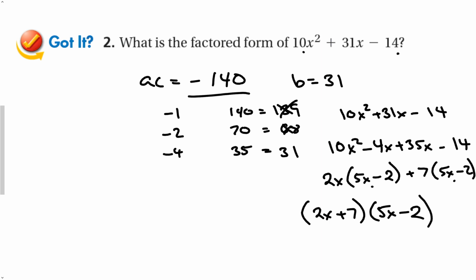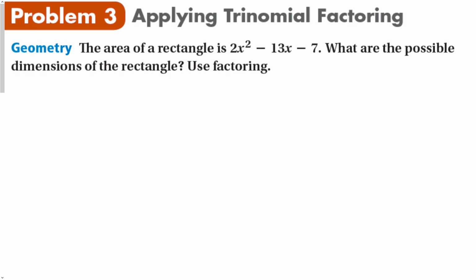Okay. So the area of a rectangle is 2x squared minus 13x minus 7. What are the possible dimensions of the rectangle? Use factoring. Why would we use factoring? Because the area of the rectangle is length times width. So some length and some width, when I multiply them together, are going to give me 2x squared minus 13x minus 7. Okay, well, what two things?